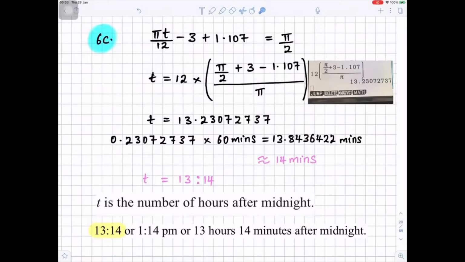13.23072737. Now we want to change 0.23072737 to minutes. So we times that by 60. When you multiply by 60, it gives you 13.84, which is roughly 14 minutes, approximately 14 minutes. So the time would be 13:14, that means 1:14 p.m. So t is a number of hours after midnight. So 13:14 or 1:14 p.m., or 13 hours and 14 minutes after midnight.